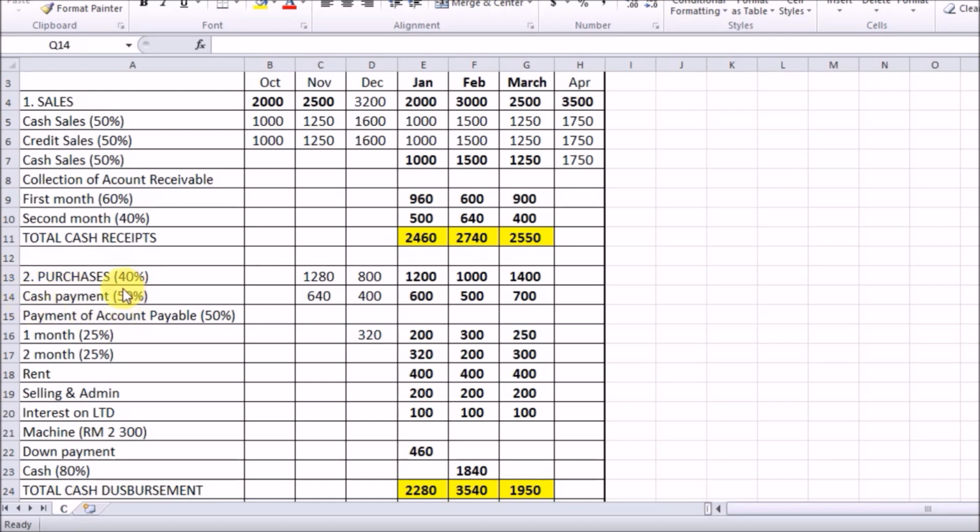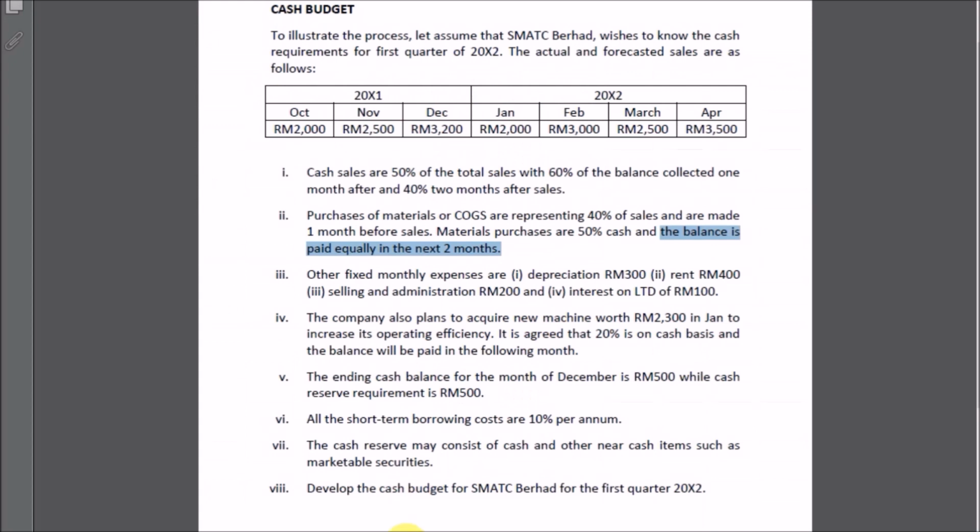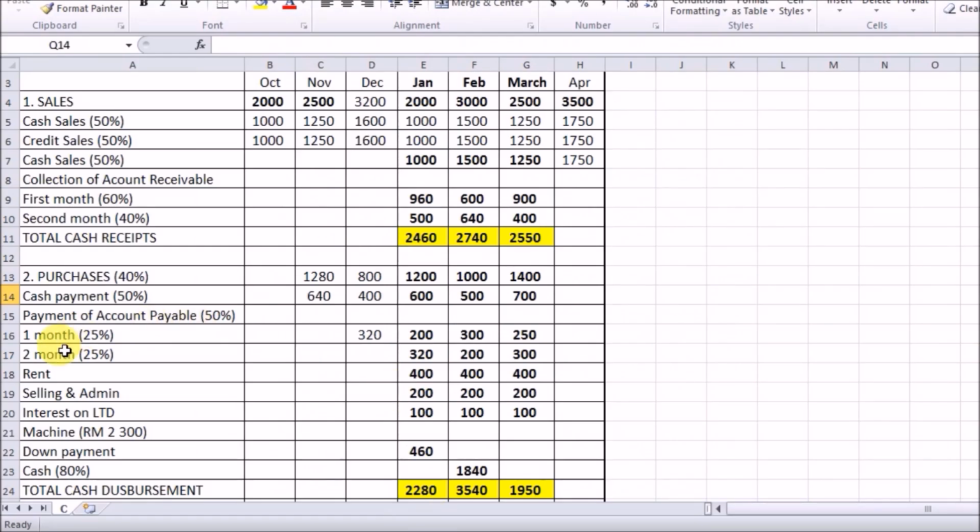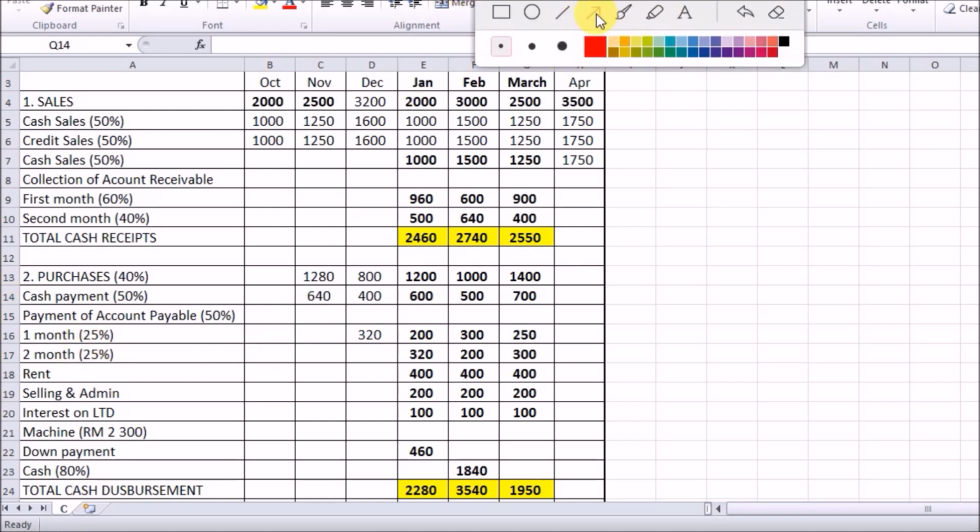Next is cash payment, which is 50% from purchases. Payment of account payable is paid equally in the next 2 months, which is 20% for each month. We calculate account payable from the first month, which is 20% from purchases of December. Same goes to the second month.